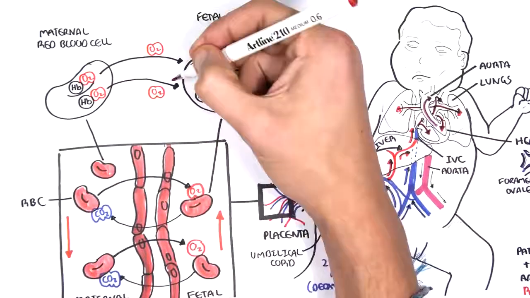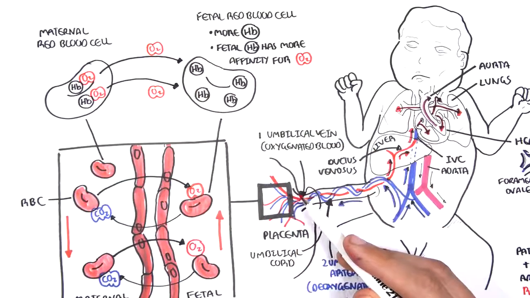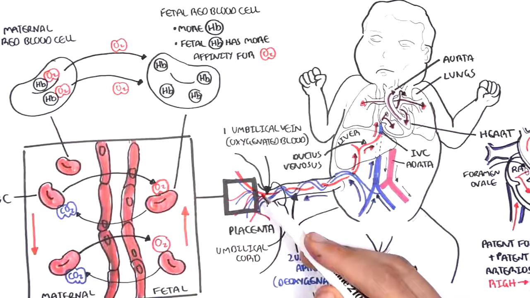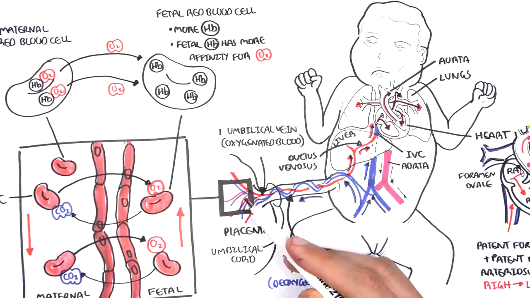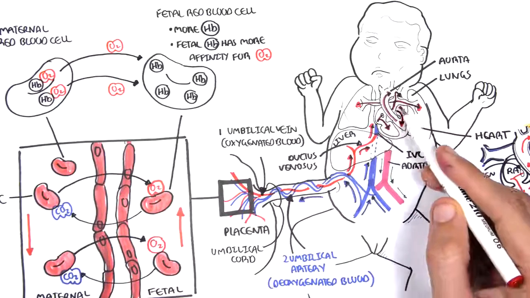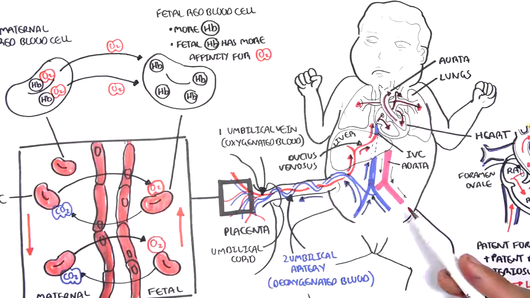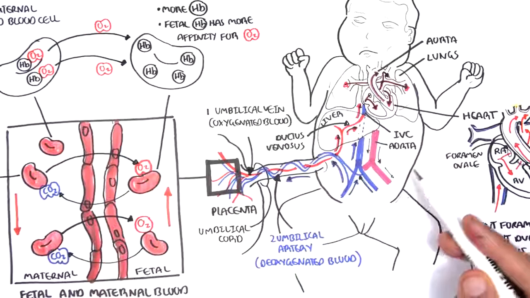So the umbilical vein, which is now oxygenated thanks to the maternal circulation, will travel back to the fetus, and it will go to the heart, and then it will be pumped by the fetal heart to feed the fetal tissues. So what happens in the fetal tissues? Well, let's take a look.